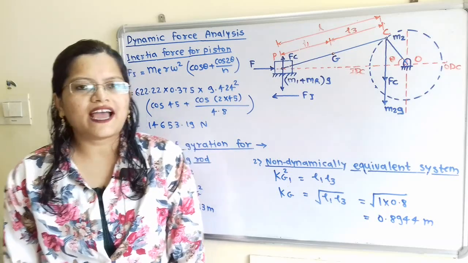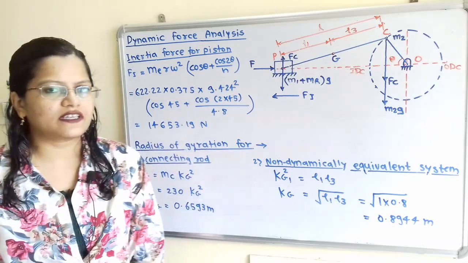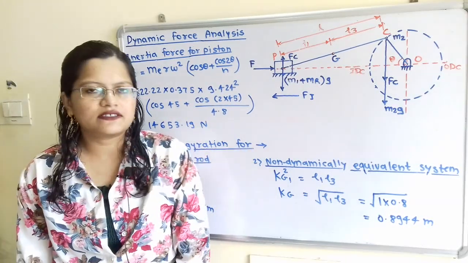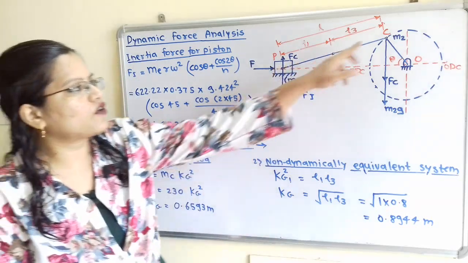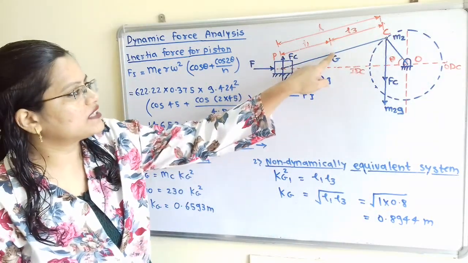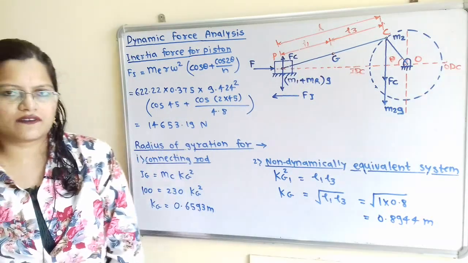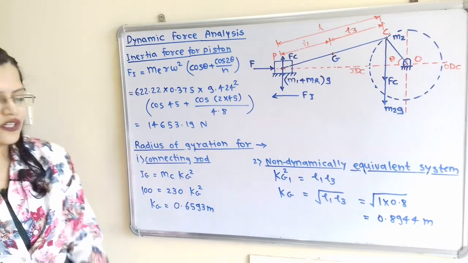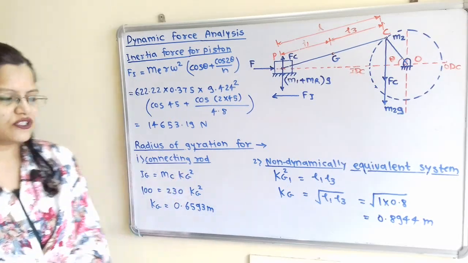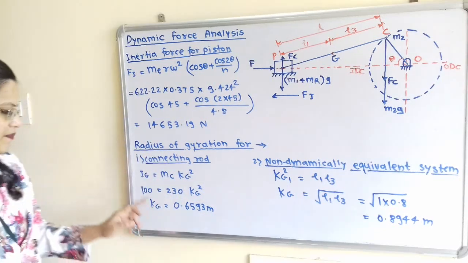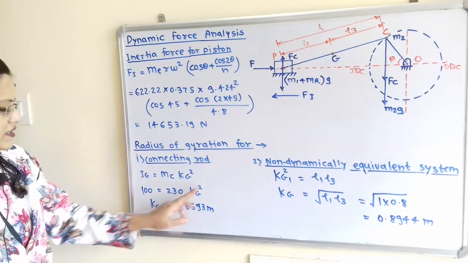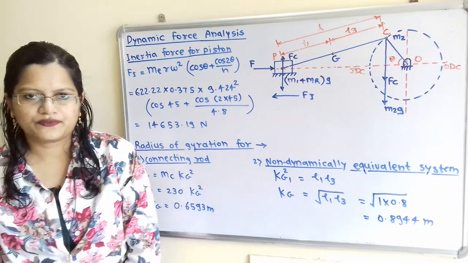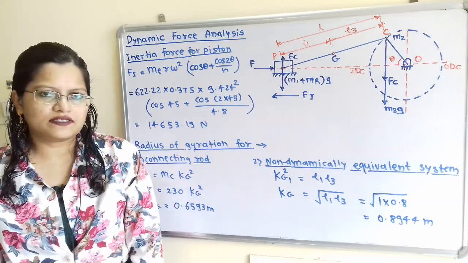Now we will calculate the radius of gyration for the dynamically equivalent system as well as the non-dynamically equivalent system, because we have to take the difference to calculate the correction couple. For the dynamically equivalent system, for this connecting rod, the moment of inertia about the center of gravity G is mentioned in the question, that is Ig. So Ig is equal to Mc into kg square, where kg is the radius of gyration. So 100 is equal to 230 kg square, and kg is equal to 0.6593 meter.